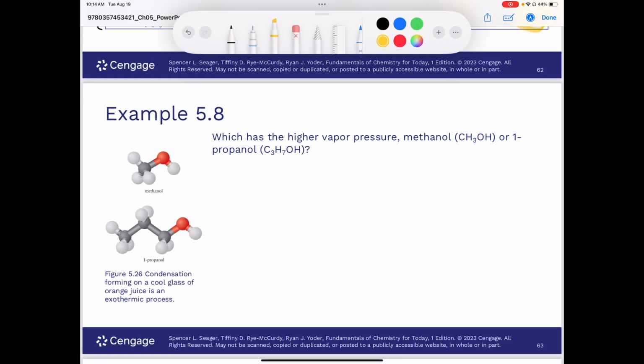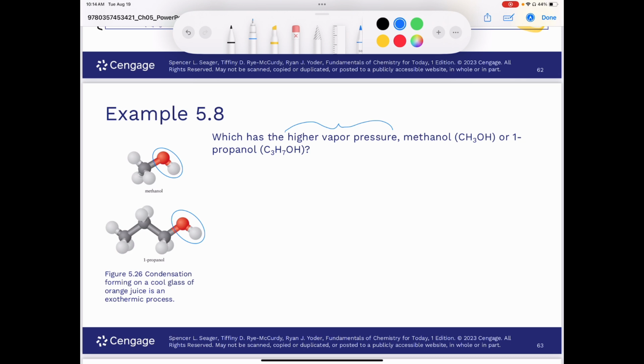Okay, and with those thoughts in mind, let's see if we can answer this question. It says, which of these is going to have a higher vapor pressure, methanol or propanol? We can see that both of these compounds are capable of hydrogen bonding. These are both alcohols, is what we would call them. They're not the alcohol found in an alcoholic beverage, that would be ethanol. But either way, both of these compounds can participate in hydrogen bonding. But which one's going to have a higher vapor pressure?